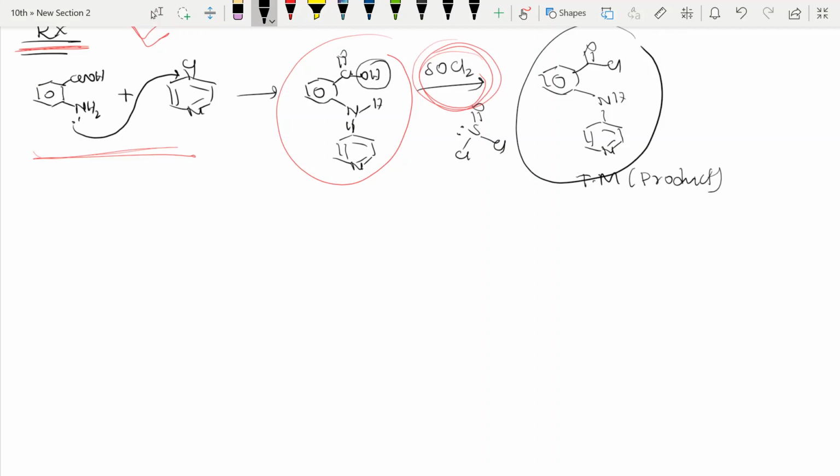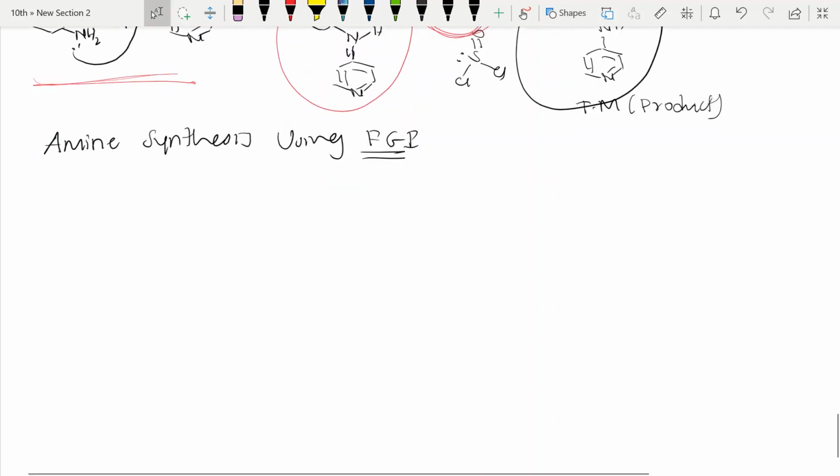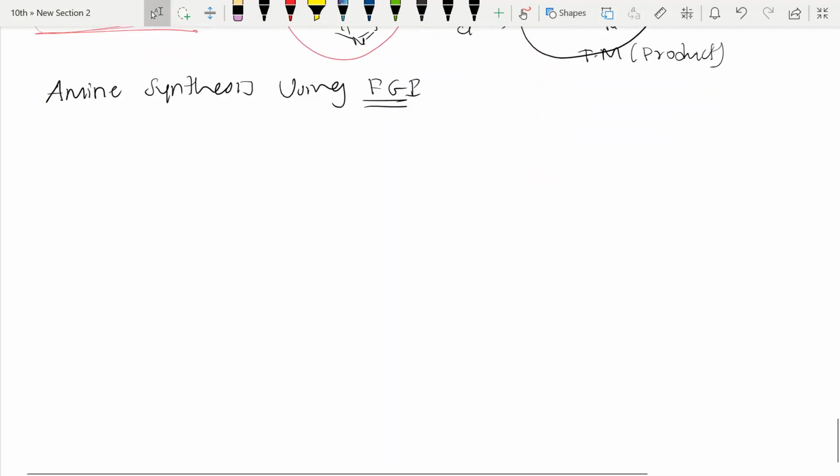So let us discuss about this amine. Amine synthesis using functional group interconversion. Here it is very interesting, you will love it, right? See here what happens, RCH2NHCH2R, right?